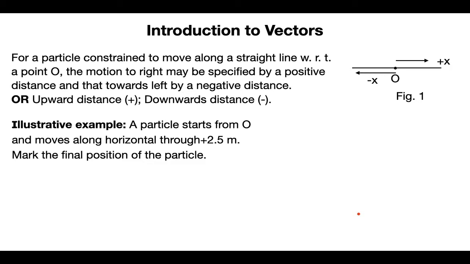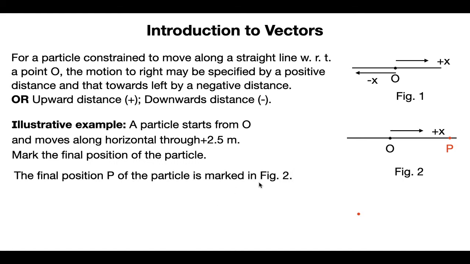Suppose a particle starts from O and moves along the horizontal through plus 2.5 meter. That is, plus 2.5 means right. We have to mark the final position of the particle. So the original position is O. The distance covered is 2.5 meter. The final position can be spotted. The particle is at point P. This is marked in figure 2.